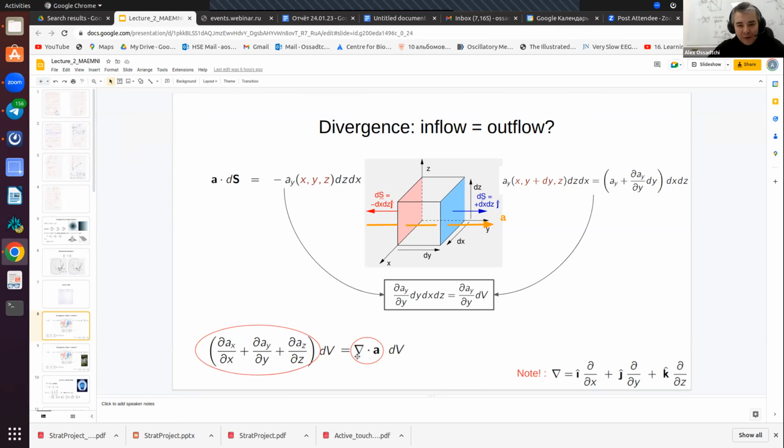And then again, operator nabla comes in handy, but now we don't scale it; we take a scalar product of operator nabla and field vector A, because you need to make the sum. You need to have a scalar because divergence is a scalar.